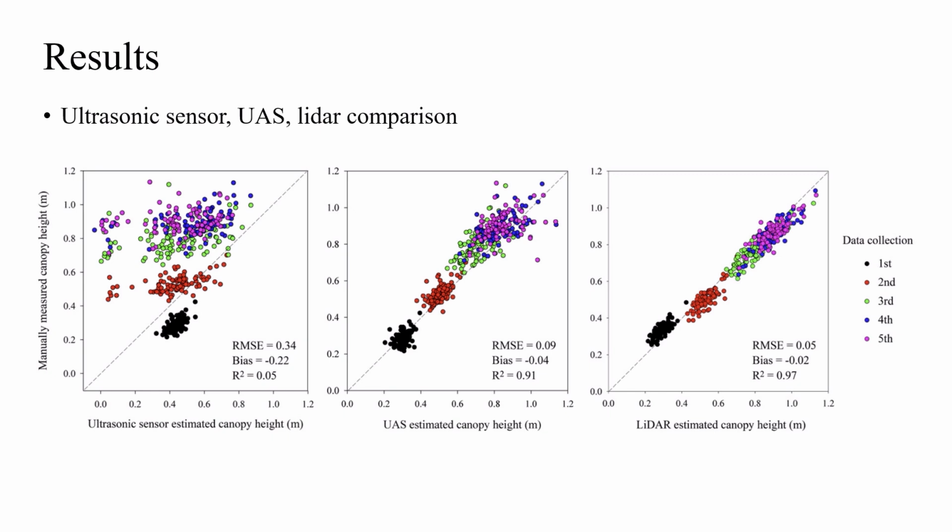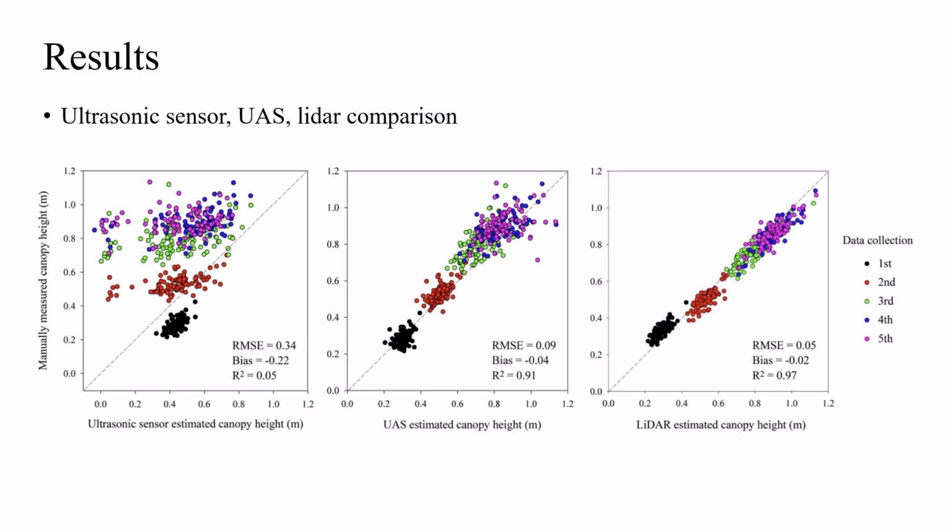UAS achieved the next best overall performance with a 0.09 meter RMSE, a negative 0.04 meter bias, and a 0.91 R-squared, but it tended to underestimate weed height, and its estimations tended to scatter more as weed plants grew taller. Ultrasonic sensor did not achieve a good overall performance, with a 0.34 meter RMSE, a negative 0.22 meter bias, and a 0.05 R-squared.